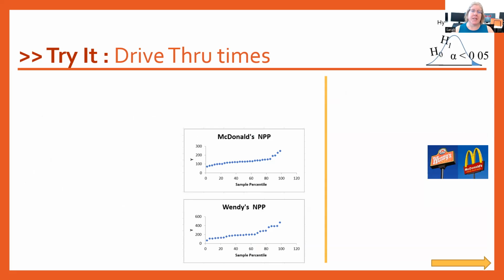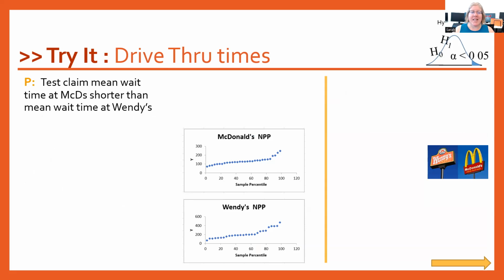So the P in PHANTOMS is a statement about our parameter. So we're talking about the mean of one group versus the mean of the other group. So something along the lines of, we're testing the claim the mean wait time at McDonald's is shorter than the mean wait time at Wendy's. This will give hypotheses. A null hypothesis, mean at McDonald's minus the mean at Wendy's is equal to 0. So it means they're roughly equal. And then the alternative is that the mean, or mu, at McDonald's minus the mean at Wendy's is less than 0. That less than 0 is what's going to indicate that the Mickey D's is a faster drive-thru.